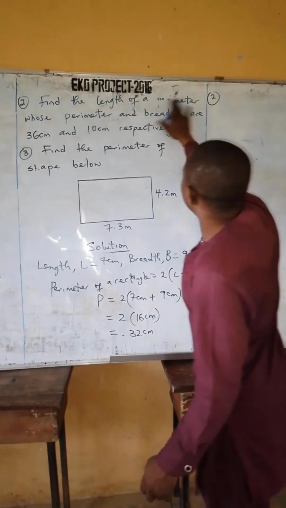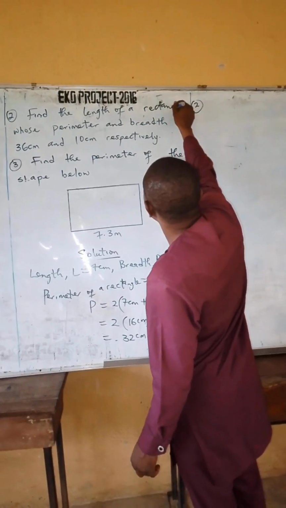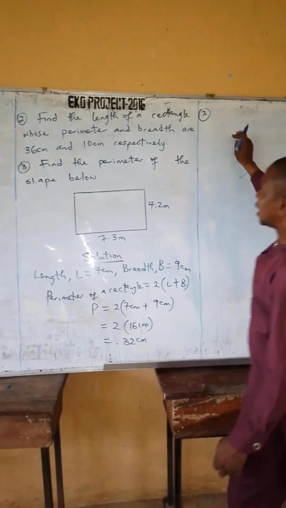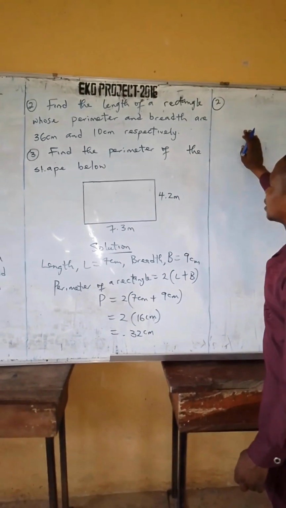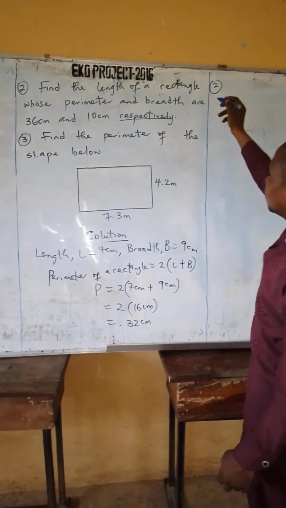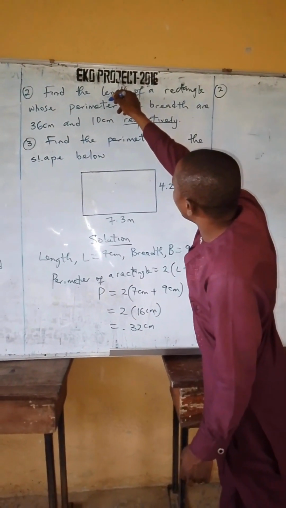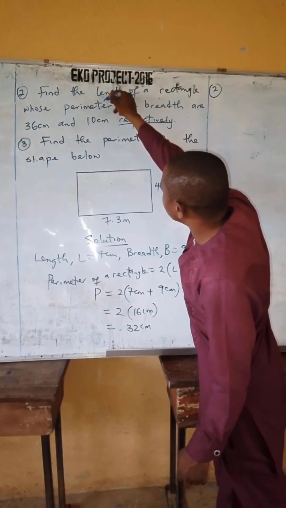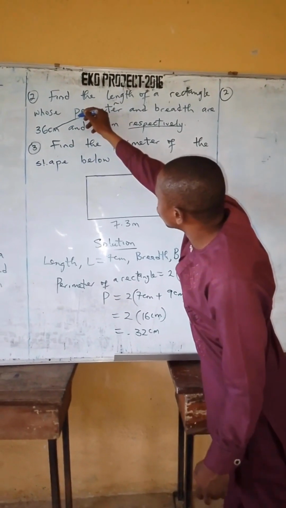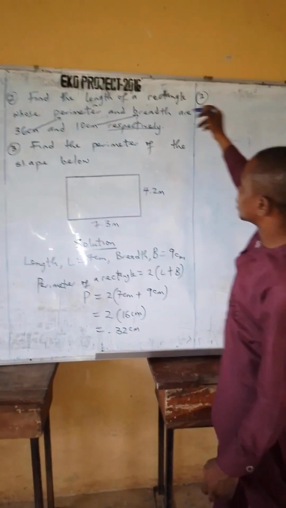Find the length of a rectangle whose perimeter and breadth are 36 cm and 10 cm respectively. The word respectively here simply means the first one to be mentioned here, which is perimeter, is the one equals to this 36, whereas the breadth is the one equals to 10 cm.